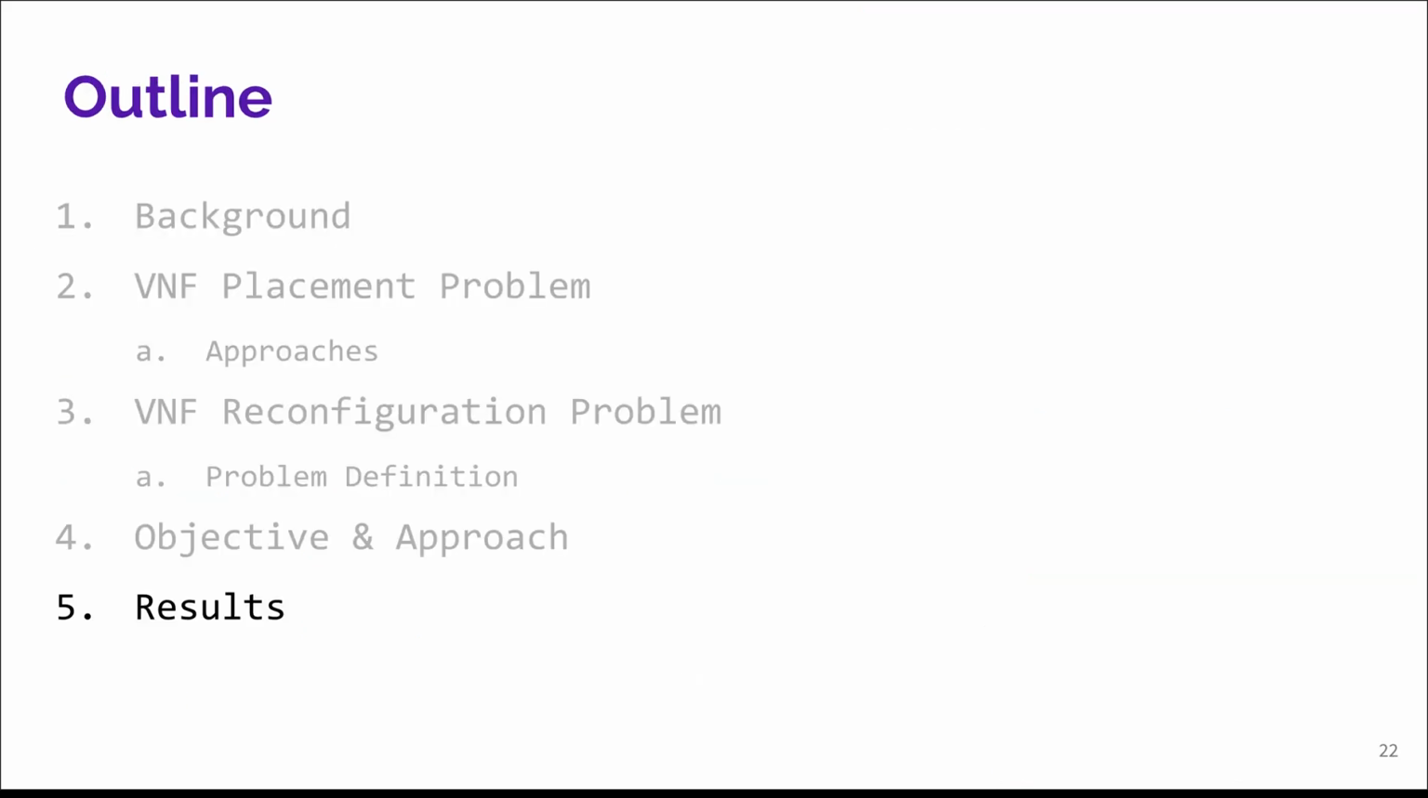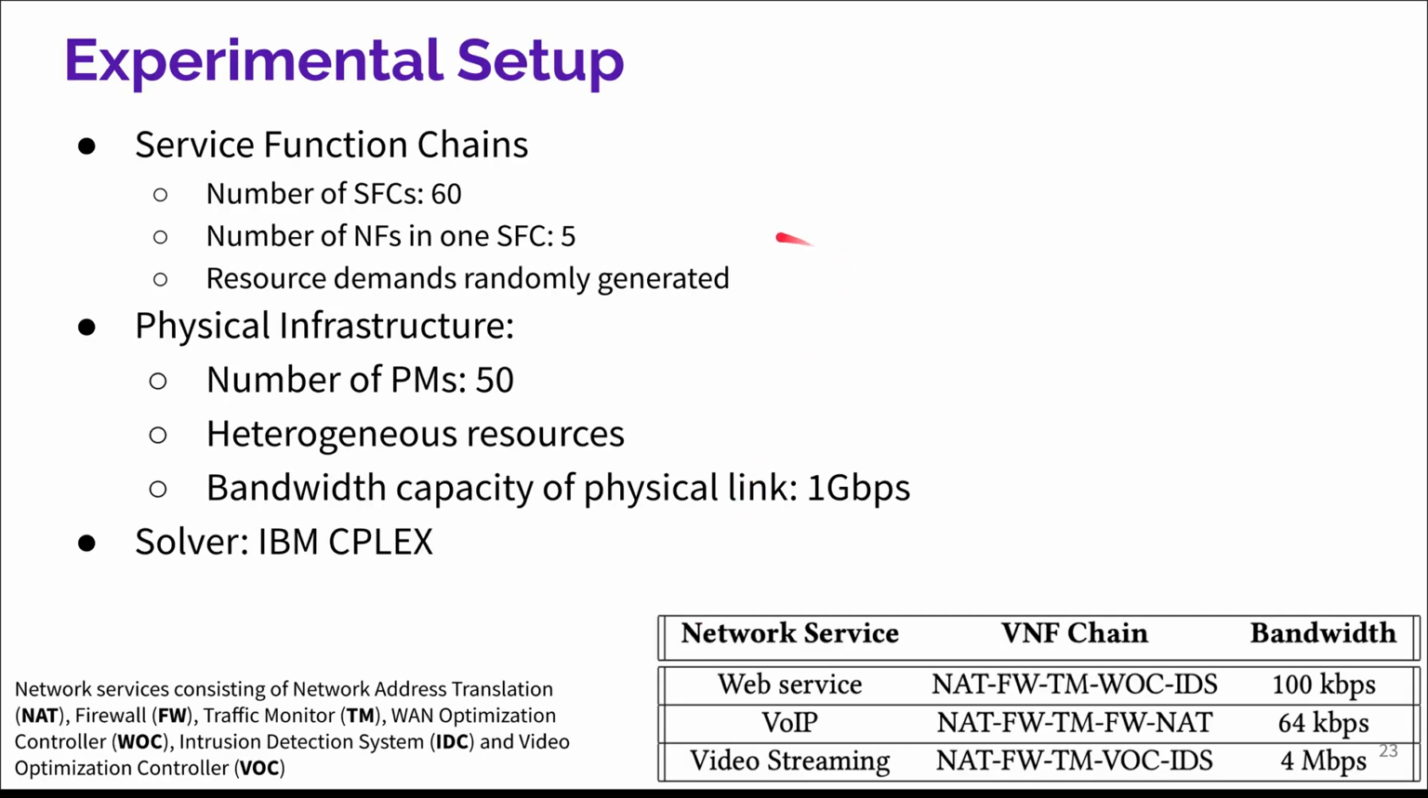Let's look at our results right now that we have tried to obtain in solving this problem. So in our simulation, we have tried to generate 60 service function chains. Each service function chain is a chain of 5 network functions. Each service function chain can be one of these 3 network services. This network service is actually a chain of 5 network functions with a bandwidth requirement.